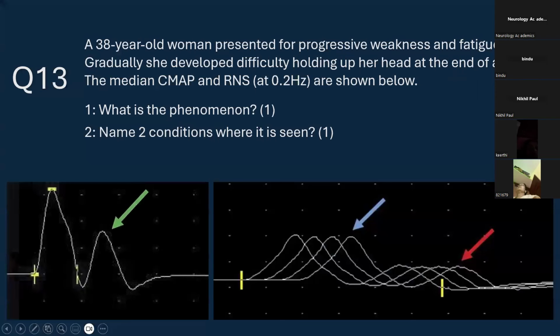Next question. A 38-year-old lady presented with progressive weakness and fatigue. Gradually, she developed difficulty holding her head up at the end of the day. The median CMAP and RNS study at 0.2 Hz are shown below. What is the phenomenon, and name two conditions where it is seen?